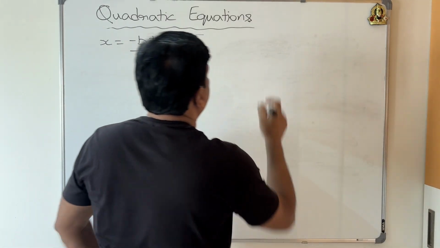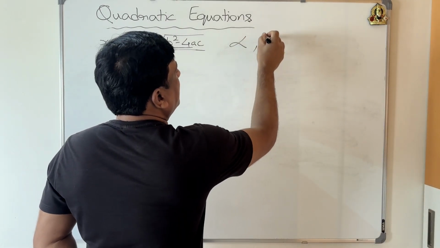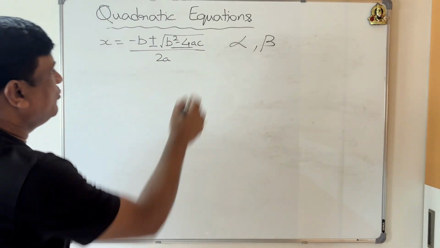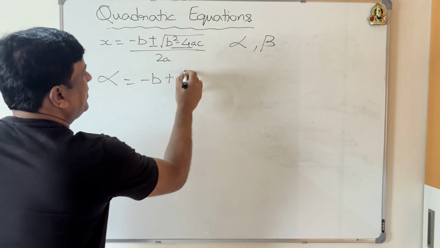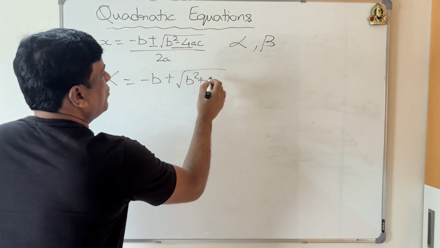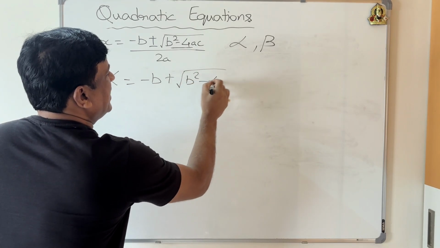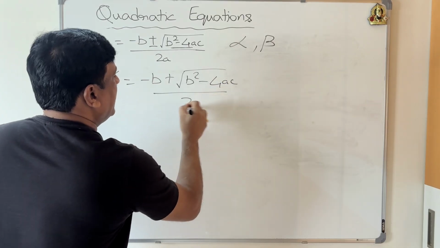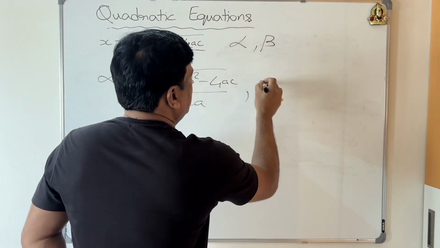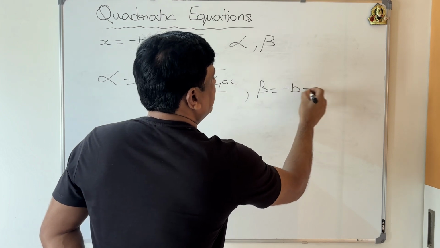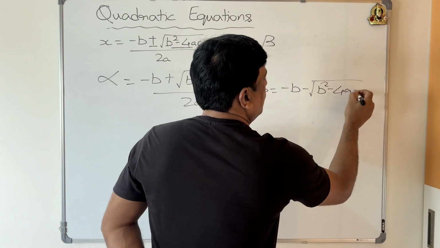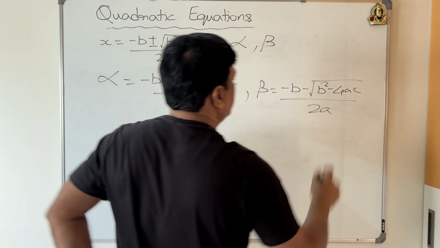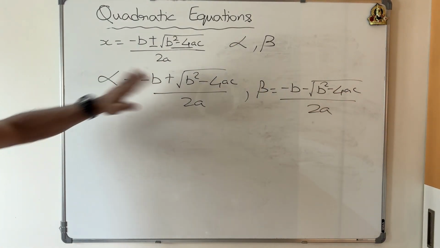Okay. So we had the two roots as alpha and beta, right? You had alpha is equal to (-b + √(b² - 4ac)) divided by 2a, and you had beta is equal to (-b - √(b² - 4ac)) divided by 2a. So these were the two roots.